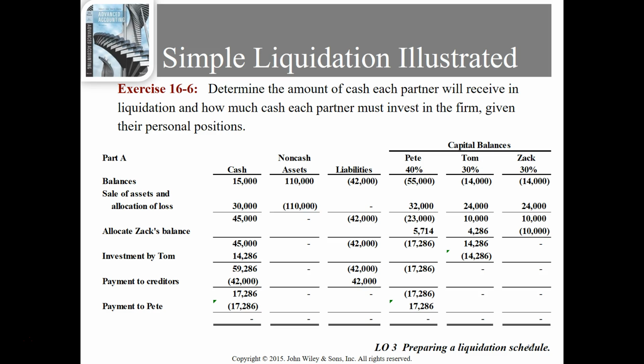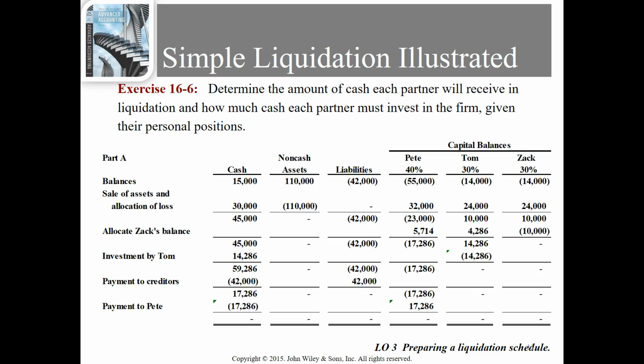So again, part A. In part A of the process, these are the balances: 15,000 cash, non-cash is 110, liabilities, which represents the credit, is 42, and here are your capital balances. And again, ladies and gentlemen, this is the schedule that we will prepare when doing all of our homework, classroom, and examination questions, because that's how we would do it in the real world. We would do a schedule to show this to our potential partners.